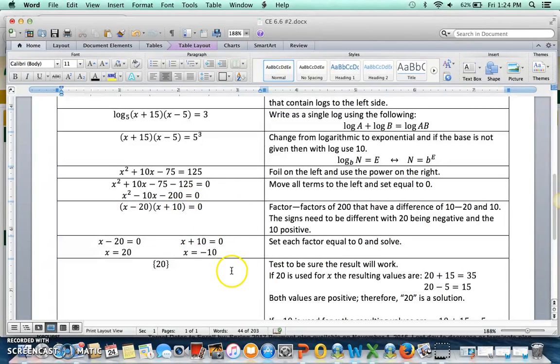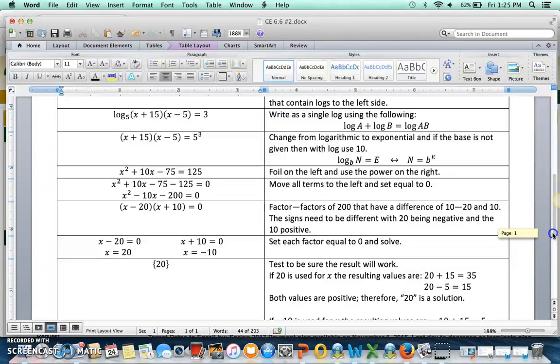Okay, that's great. But remember, the domain of logarithms is limited. You cannot take the logarithm of 0 or a negative number. So you check to see if either of these produces a negative that would be inside of the logarithm. So let's check the 20 first. And we had the 20 plus the 15, which was 35, and the 20 minus 5, which is 15. Both of those numbers are positive.